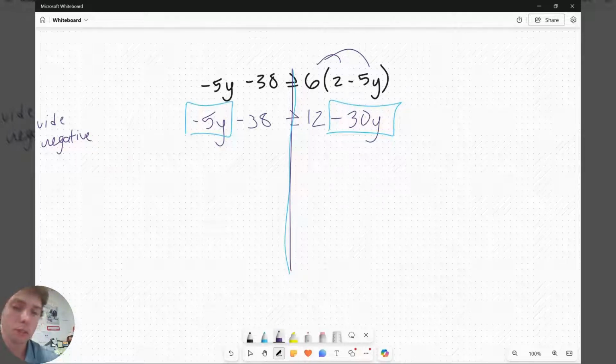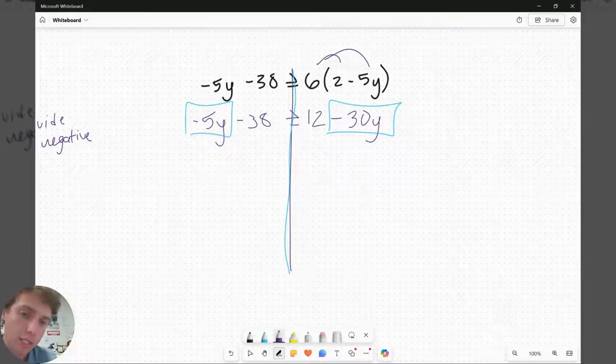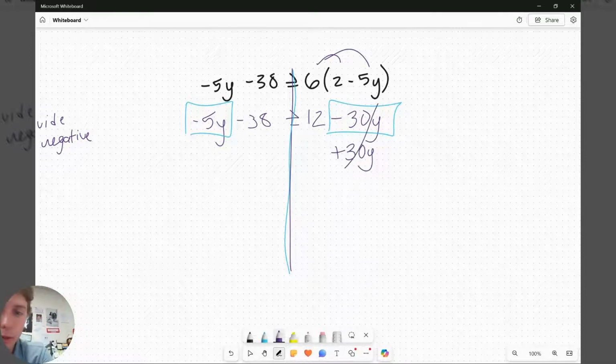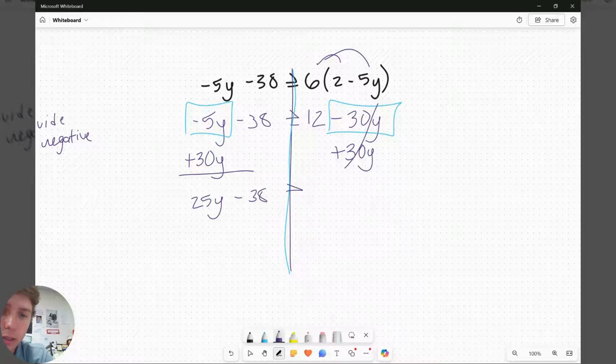When you have them on both sides and you need to move one to the other side, you always change its sign. So if I have a negative 30y on the right, I can add 30y to both sides. What happens is that 30 and 30 on the right go away. But we're now moving it to the left side where it can combine with its like term, giving us 25y. Everything we did not use just comes down with it. And now it's just like a problem that we have done before.